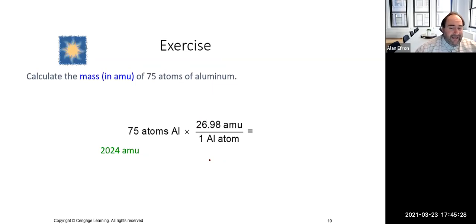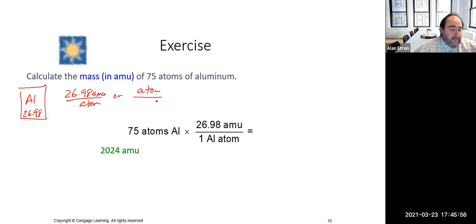Here's another one. Again, we could do it for anybody on the periodic table. If we look at aluminum, if you look at the little box there, it is 26.98. So what that means is that there are 26.98 AMU in an atom. And again, we could use that as a conversion factor either way. We could go atoms to 26.98 AMU. And if we do the same conversion here, our atoms are going to cancel, and that leaves us with an atomic mass of 2024 in that particular case.